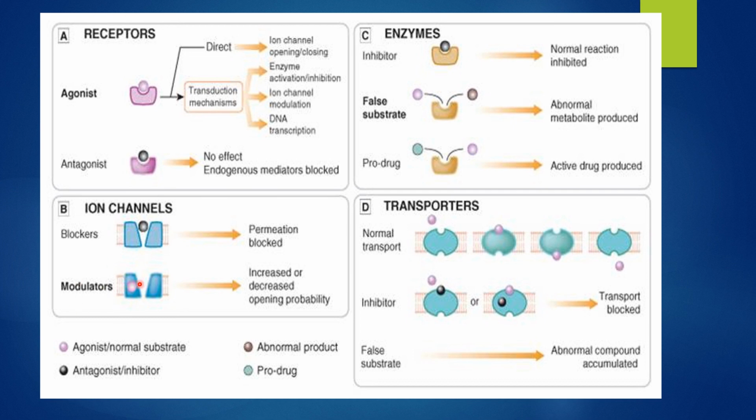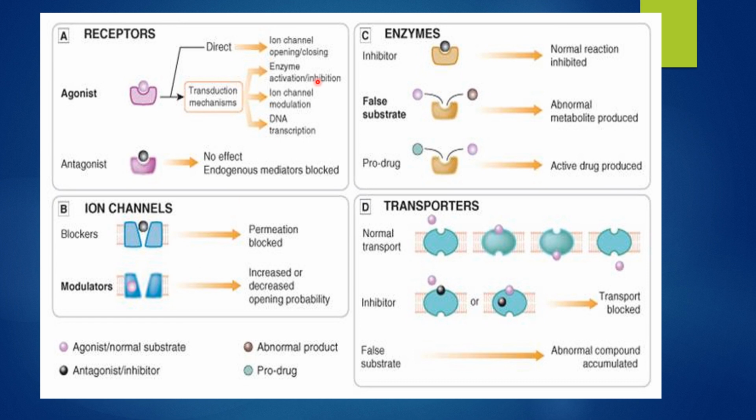When the modulator comes, that is, when a modulator is attached to that ion channel, it can modulate it: either it increases or it decreases. That is the modulator. The other one will block, so the passage through that channel is blocked.